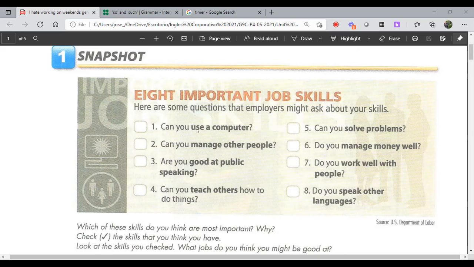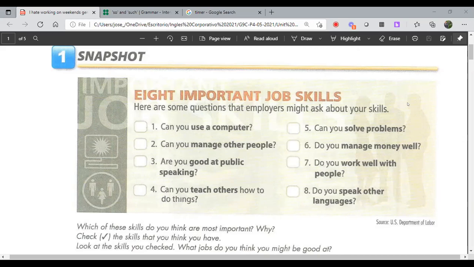For example, you use a computer, manage other people, you can work with other people, right? You are a good leader, you are polite, you are tough when you have to be, ¿verdad? Tiene que ser estricto cuando lo es. Number 3, good at public speaking, ¿verdad? Hablando en público, bueno o buena. Teaching others, entrenando, capacitando a otros. Así sería la traducción, ¿verdad? Capacitar a otros, no tanto como enseñarlo.